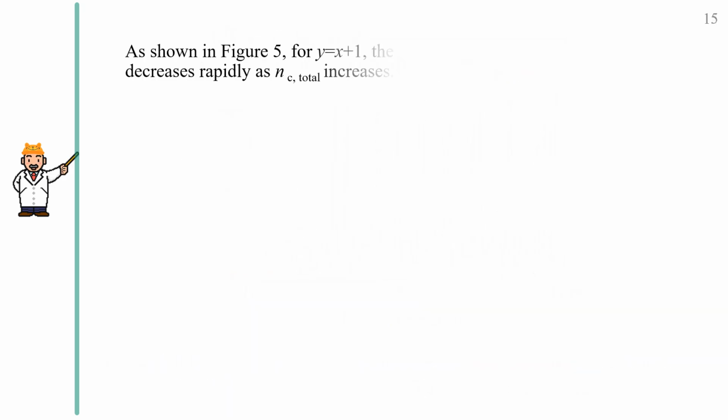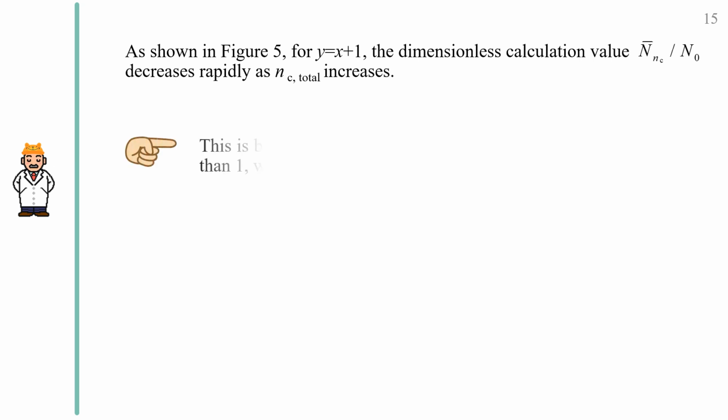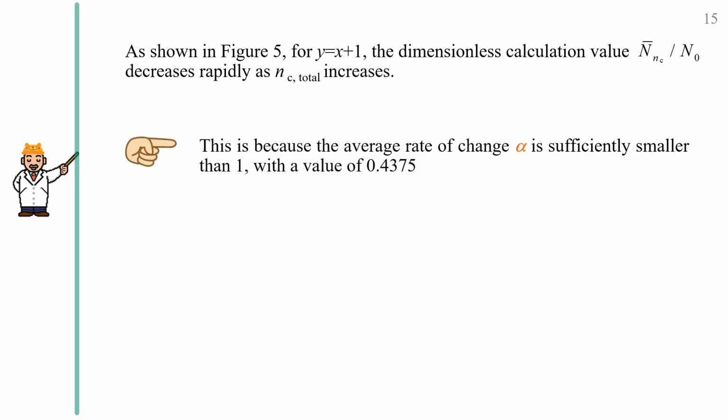As shown in Figure 5, for y equals x plus 1, the dimensionless calculation value decreases rapidly as n_c increases. This is because the average rate of change alpha is sufficiently smaller than 1, with a value of 0.4375. The iterative calculation value smoothly becomes 1. For example, when n0 is less than 100, the number of iterations is always within 100.